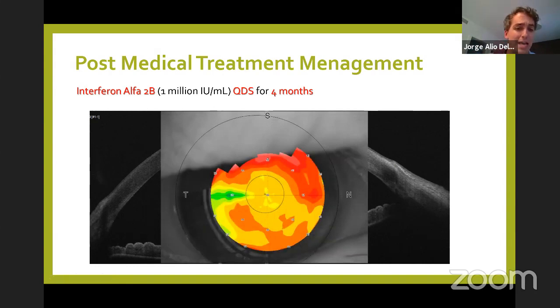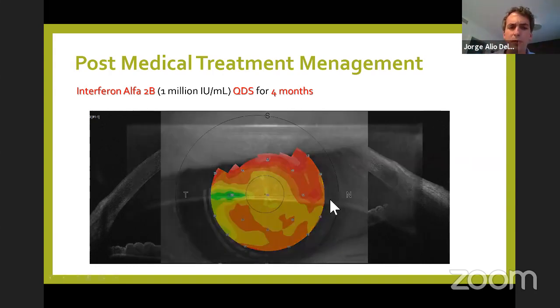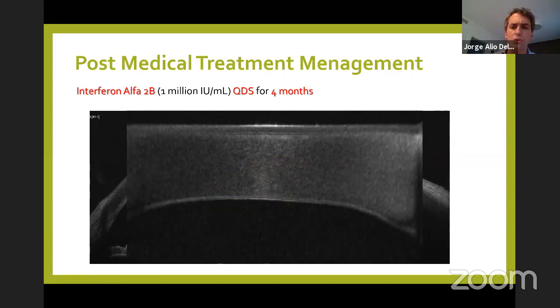The epithelial map has become normal. In this sector it is not thickened anymore. Okay, and the anamorphic image of the cornea is completely normal with a normalized epithelium phenotype.